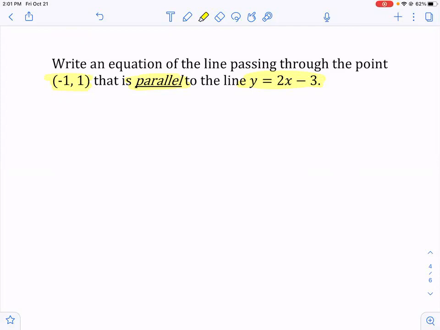Okay. So I want the equation of a line. We have a point. That's good. What else do we have? Raise your hand. Paxton? Well, what's our slope?